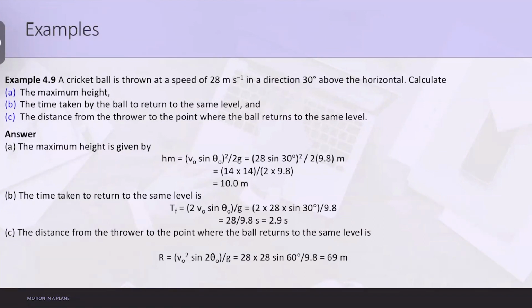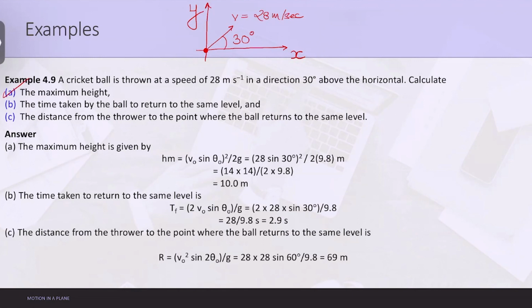A cricket ball is thrown at a speed of 28 meter per second in a direction 30 degrees above the horizontal. So what is the situation here? Let us say this is a cricket ball and it is being thrown at 28 meter per second. That means the velocity given to us is 28 meter per second and the direction given to us is 30 degrees.